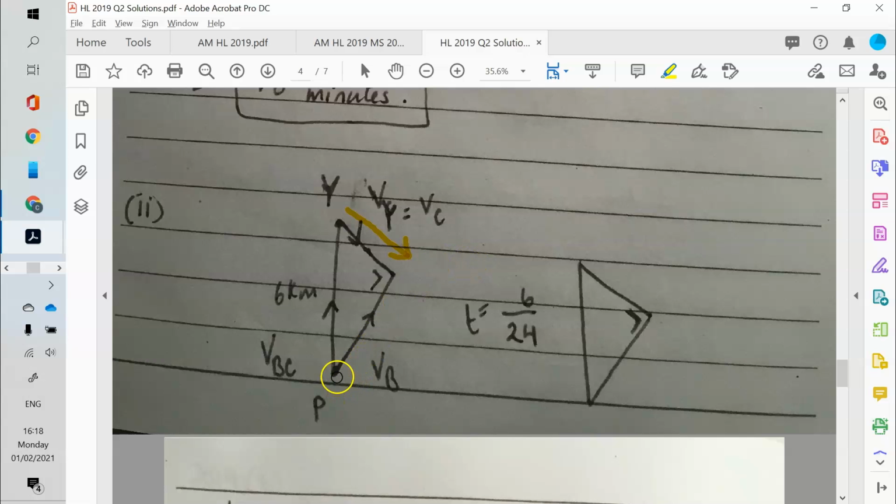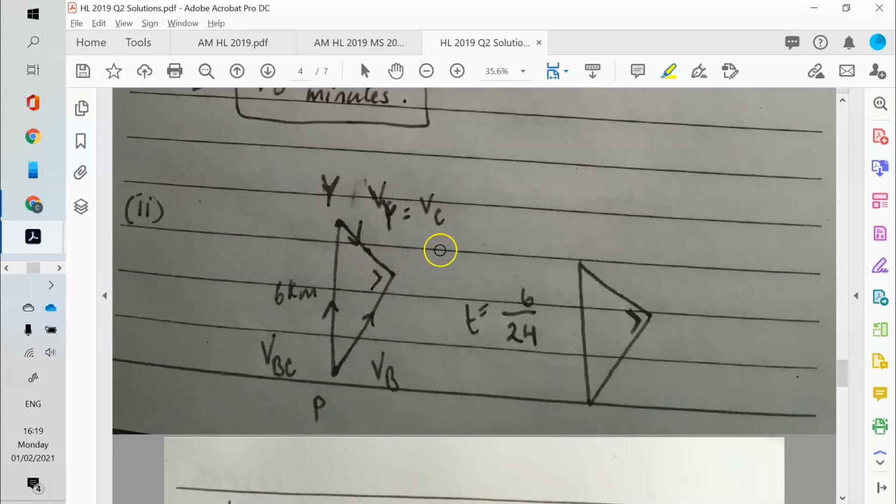We need to reach or intercept that yacht with our boat at point P as quickly as possible. The best way to do that is the shortest distance, and the shortest distance is the perpendicular distance. That's why we have a right angle in here. So we're being asked to find what time this takes.